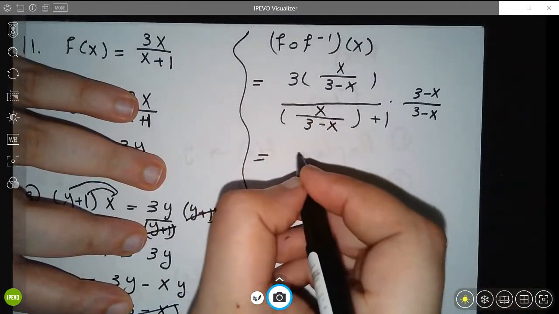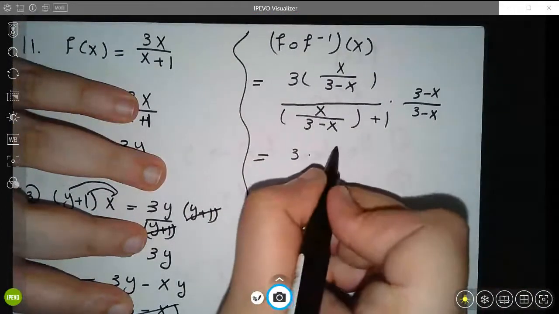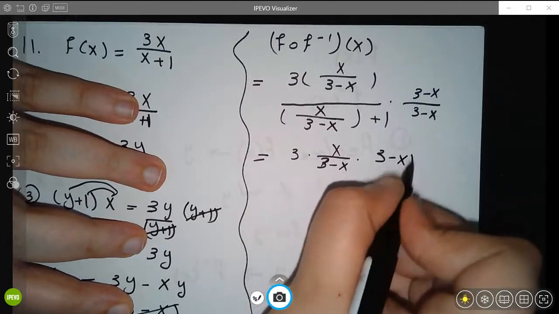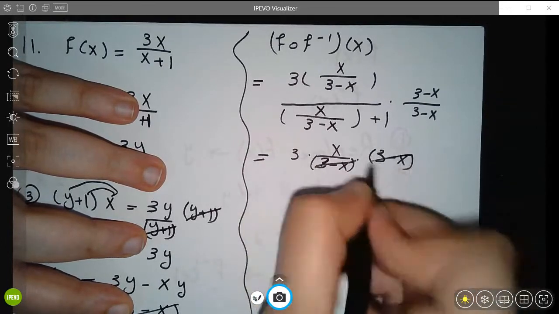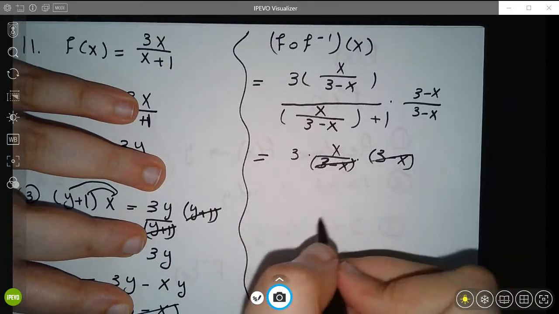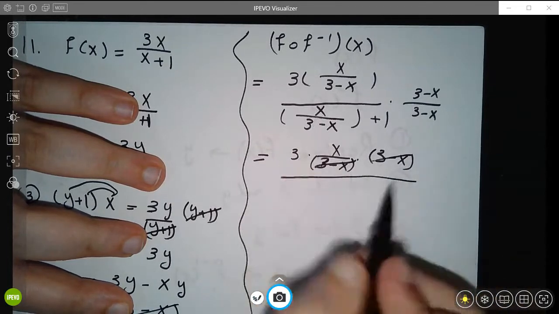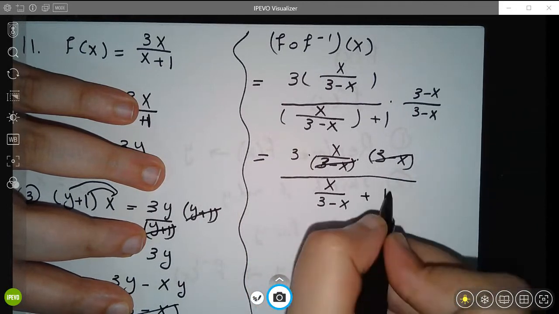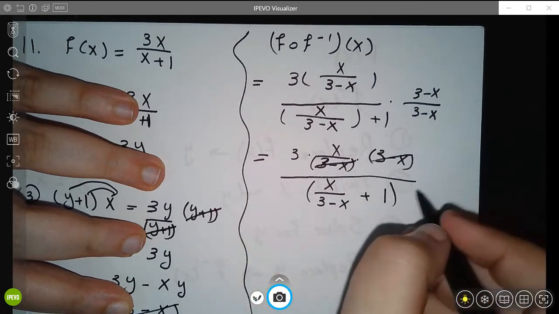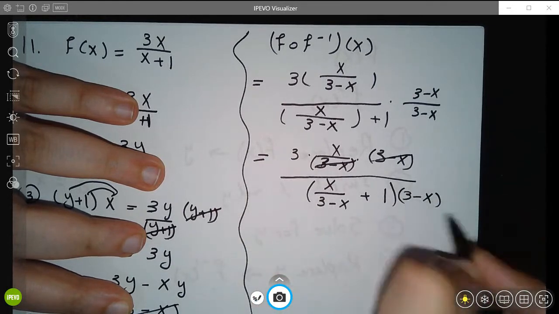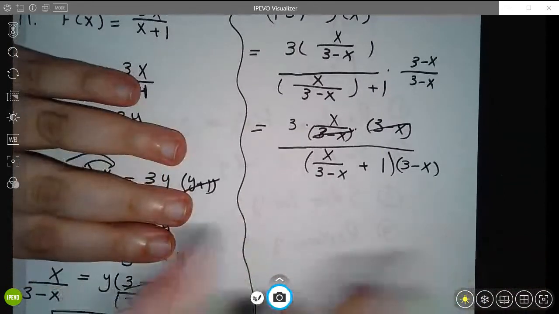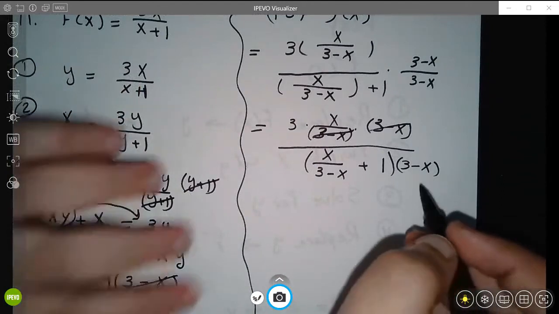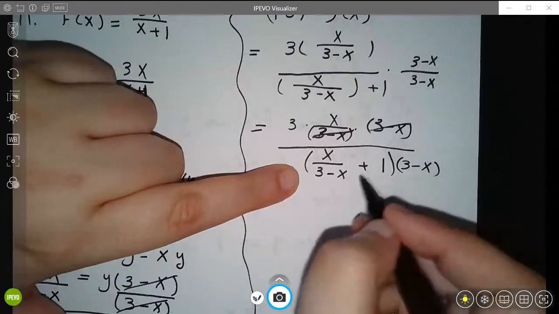So on top, you end up with 3 times x over 3 minus x times 3 minus x. These are obviously going to cancel, and you end up with 3x. That's the top. For the bottom, you have x over 3 minus x, right? Plus 1. There's an addition here. The whole thing gets multiplied by 3 minus x. So you end up with what? You get 3 minus x times this 3 minus x, which cancels.